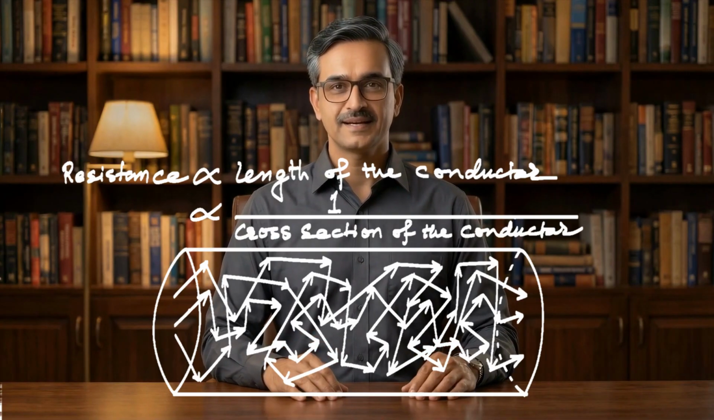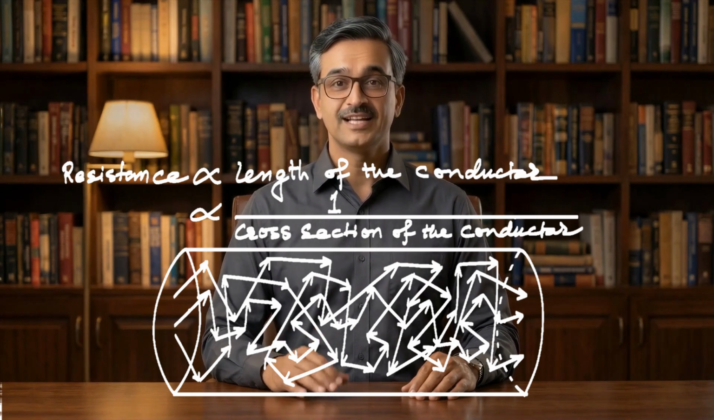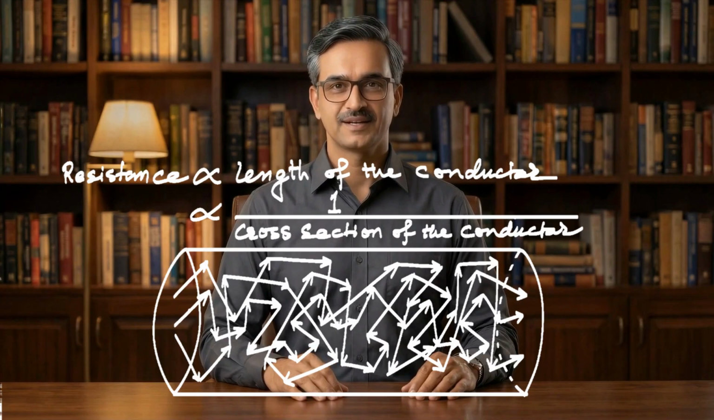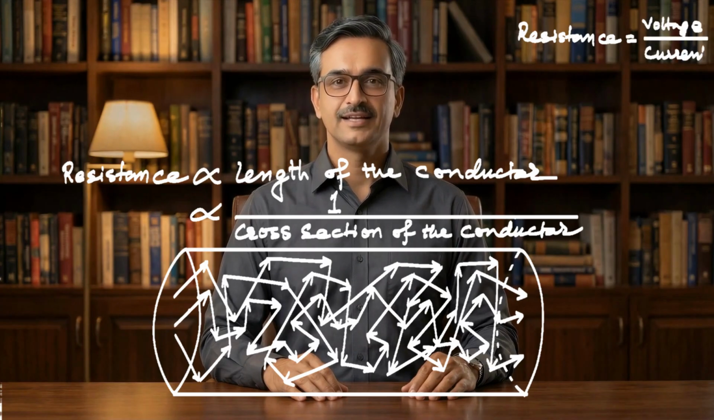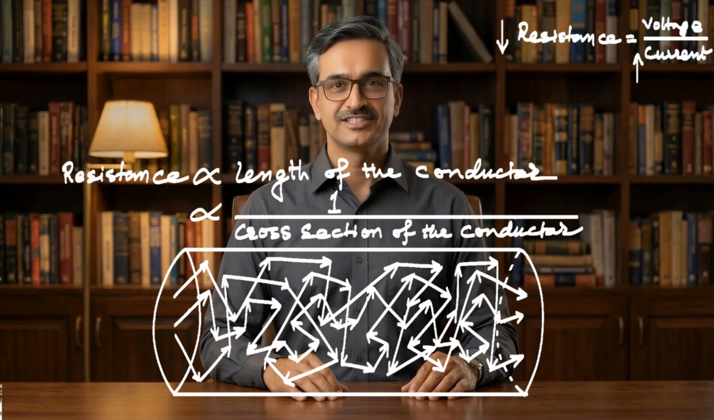In another way, we can say that if the voltage is fixed across a conductor and the cross-section is increased, then the number of free electrons increases. That means more free electrons will experience the electrostatic force and move towards the positive terminal. So the current increases. Resistance is the ratio of voltage and current. Here voltage is fixed and current is increased. Obviously, resistance decreases.